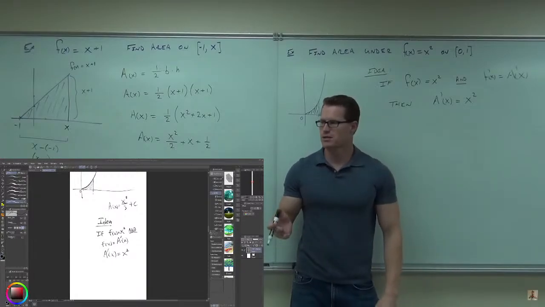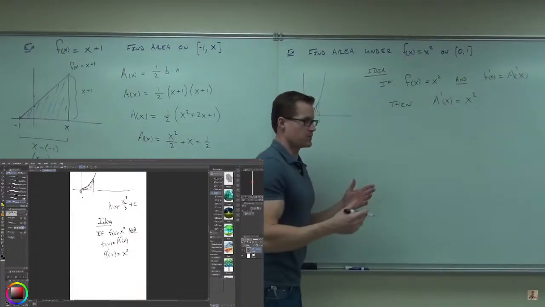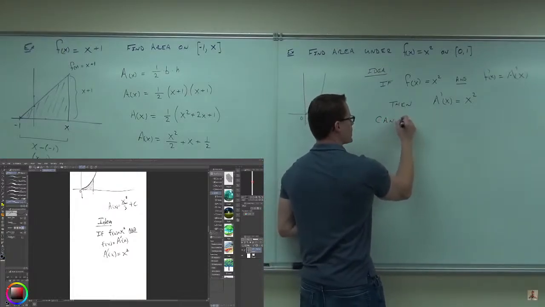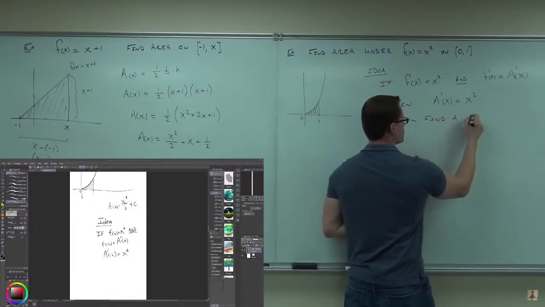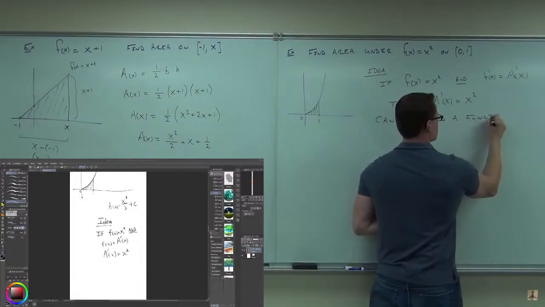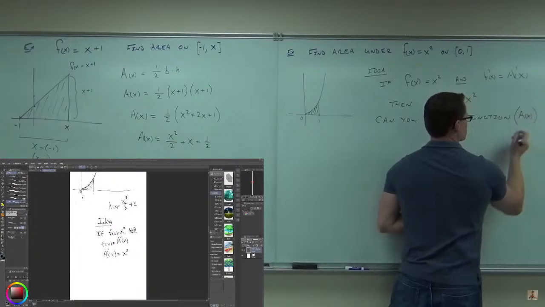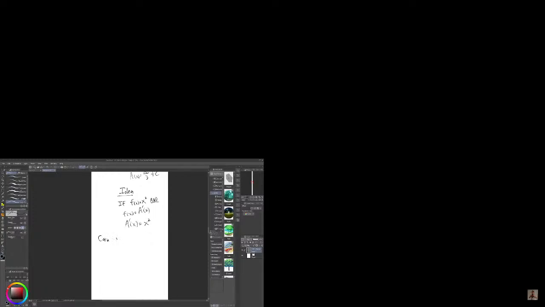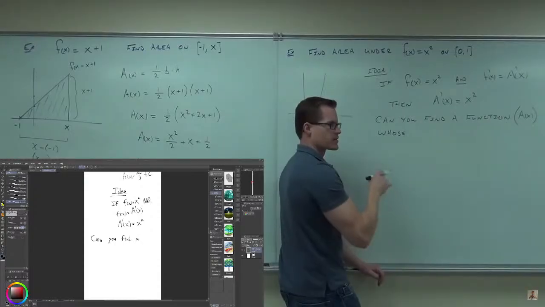So basically, we're asking this question: can you find a function whose derivative is x squared? That's the question you ask. Can you find a function, and you know what we're going to call it? A of x, because that's going to be our area. Can you find a function A of x whose derivative is x squared?